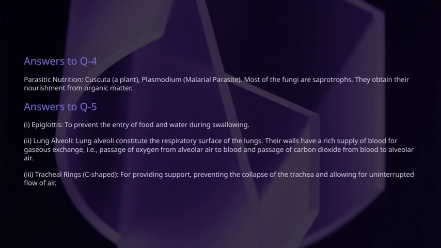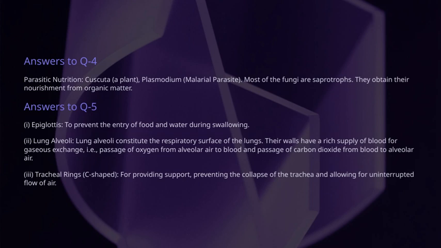First, we have the tracheal rings, which are C-shaped. These rings are crucial because they provide structural support to the trachea. They prevent the trachea from collapsing, especially during inhalation when the pressure inside can drop. At the same time, they allow for an uninterrupted flow of air, ensuring efficient breathing.